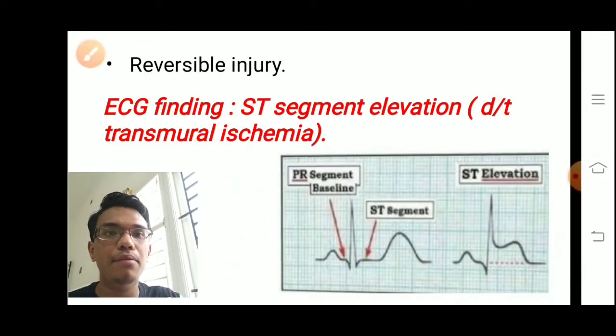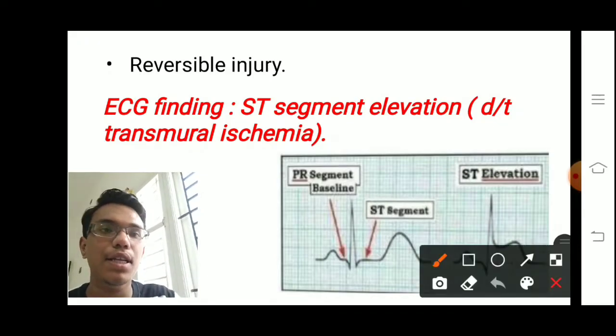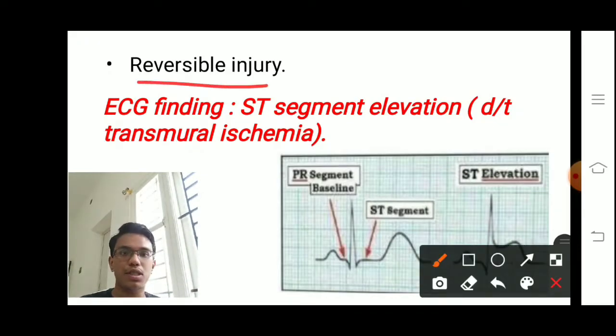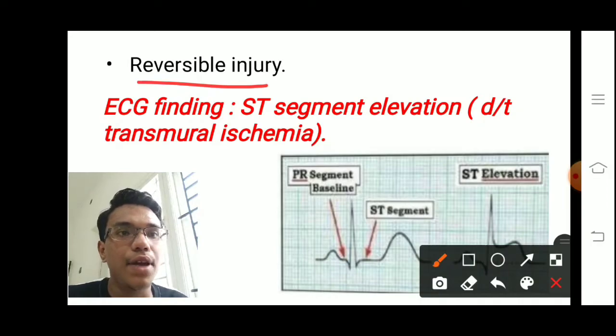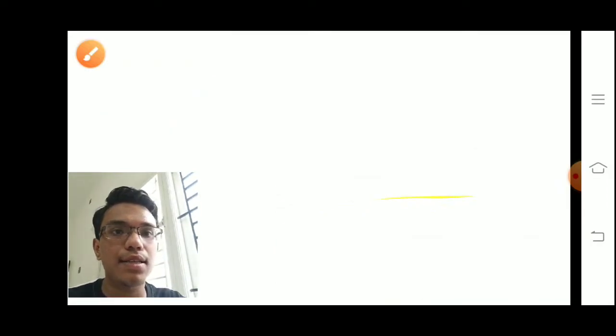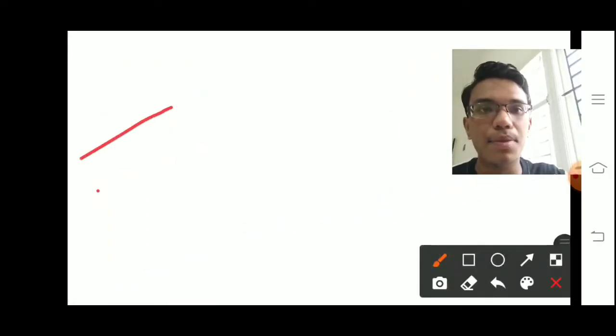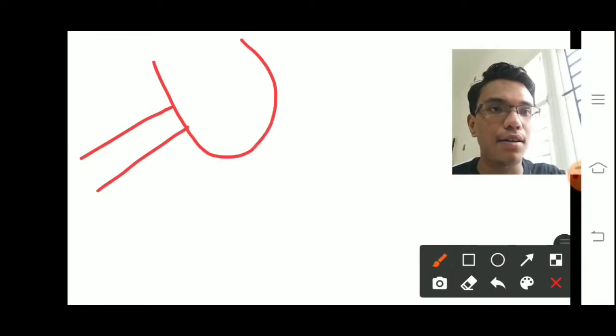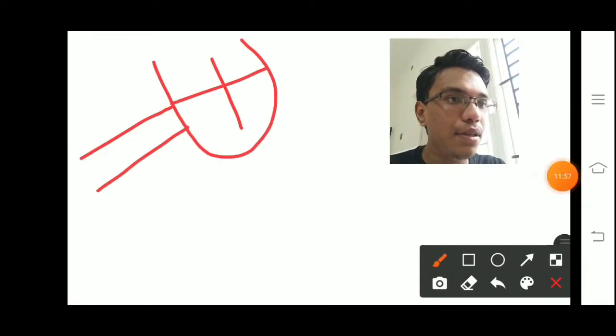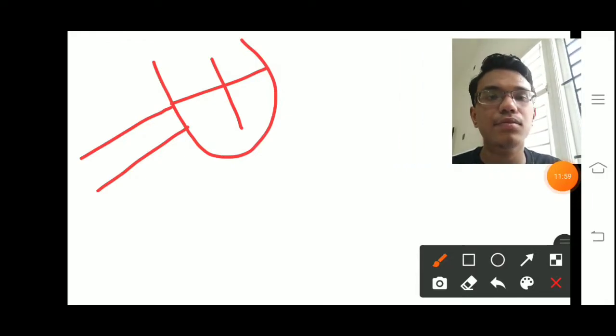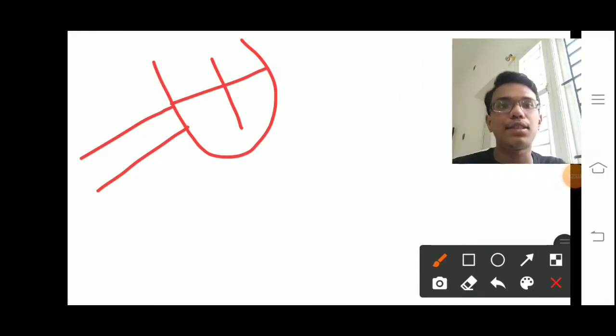Now what is the ECG finding? Before the ECG finding, it is also a reversible injury. That means no necrosis occurs. Now coming to the ECG finding. To understand this, let me draw this. Suppose this is the blood vessel and this is the heart.